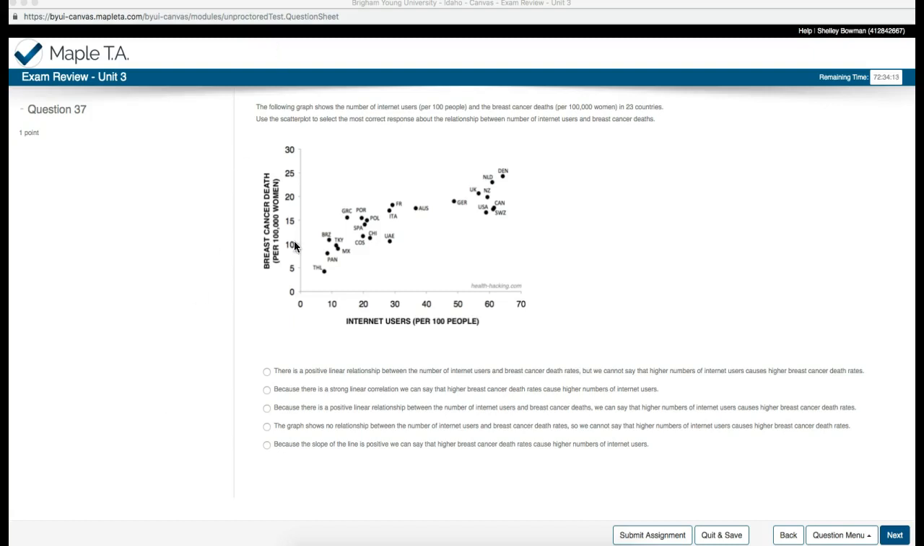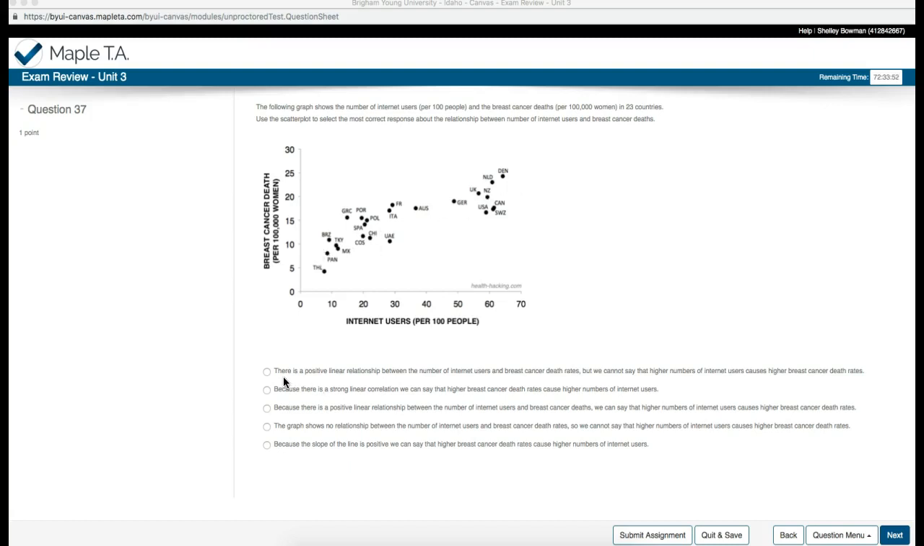So here we have our scatter plot. Going to the right, we have internet users per 100 people. Over here we have breast cancer deaths per 100,000 women. And we'll see which of these we think fit. It actually shows that there's a bit of a trend here.